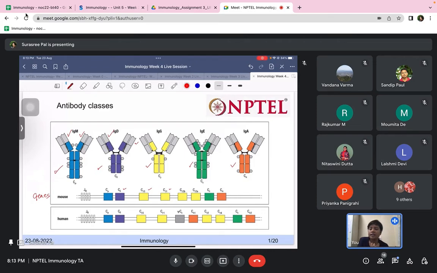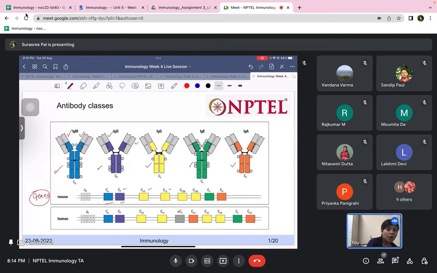Now, why are these classes different and how are they different? They are coded by different exons. As you can see in this particular gene segment, there are several exons which code for these different antibody classes. And not only that, these antibody classes are different in terms of their effector function. This constant region, as I mentioned previously, is important for effector function of the antibody. These several classes of antibodies are responsible for different effector functions.